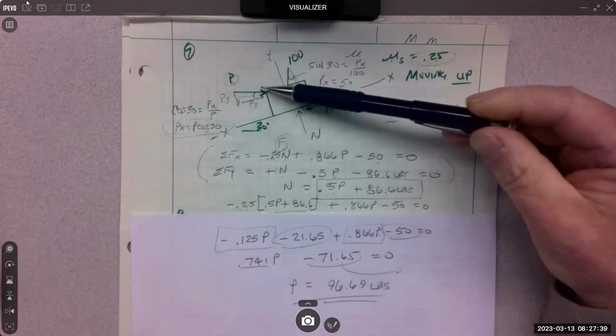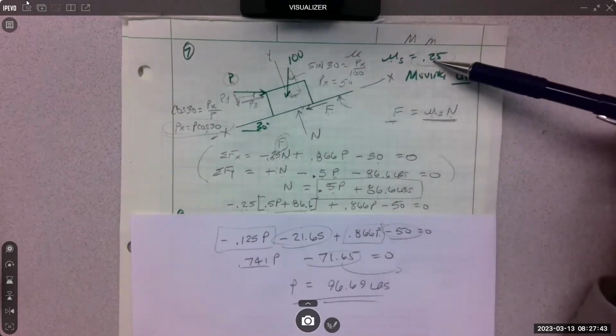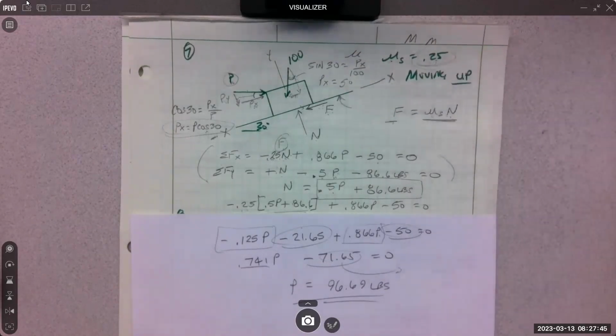That's a lot of load for a 100-pound block. A bunch of friction. Yeah, it's because you're not pushing at a very efficient angle, right? You're not pushing up the hill, you're pushing kind of into the hill.